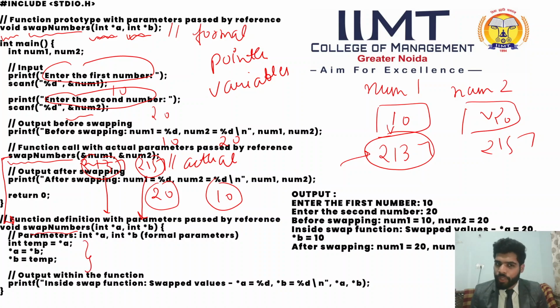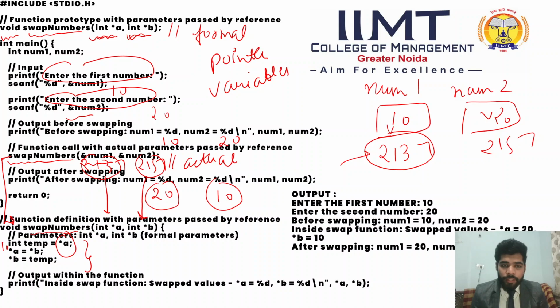Swapping process, I have already explained. They have taken a temporary variable and then they have transferred the value of asterisk a. What is the meaning of writing asterisk a? Asterisk a means that we are going to access the value of this variable. The meaning of writing asterisk a is the value that is stored at the memory address of a. This is the meaning of asterisk a: the value at a. The value at a is 10. Then 10 is stored in temp.